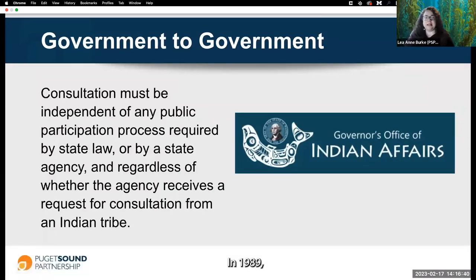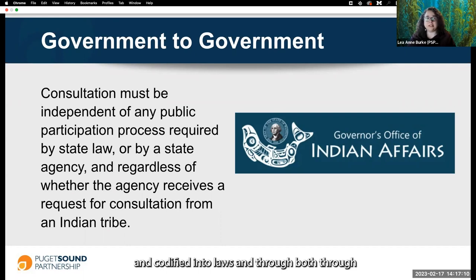In 1989, the federally recognized tribes in the state of Washington signed the Centennial Accord, and this formalizes the commitment to government-to-government relations on the issues of shared interest and to promote collaborative best management practices. So this is really the foundation of how the Puget Sound Partnership engages with tribal governments. Since the accord was signed, agency responsibilities and obligations have been reaffirmed by the Washington State Tribal Millennium Agreement and codified into laws, both through legislative acts and through executive order mandates.